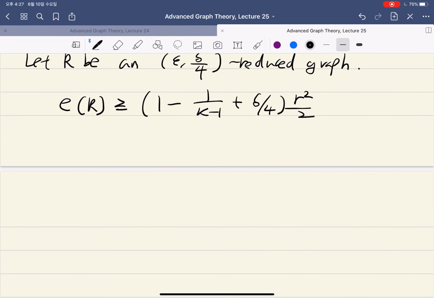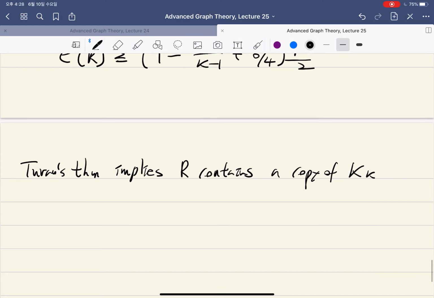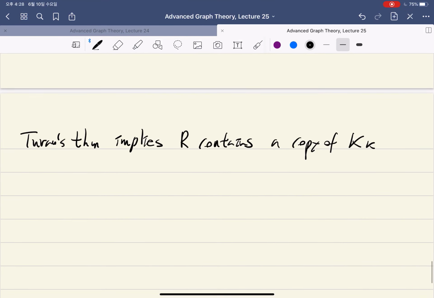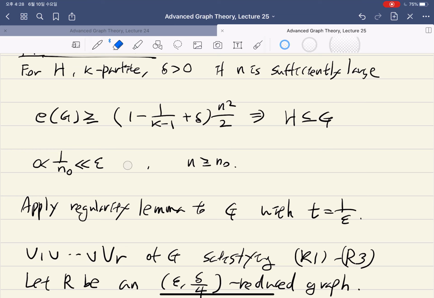So what do we know? Then by the Turán theorem, R contains a copy of K_k. So here, let's specify a bit more. So we can actually take epsilon smaller, so that we can invoke the previous embedding lemma.